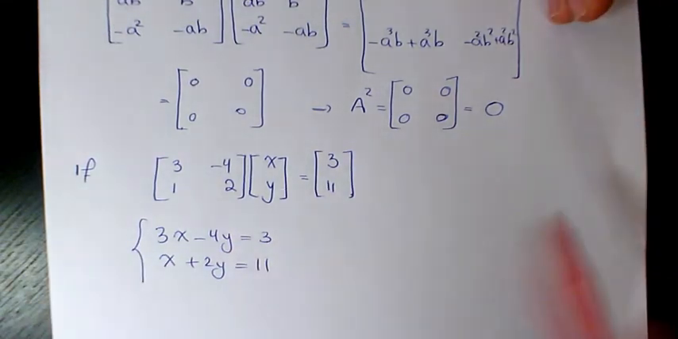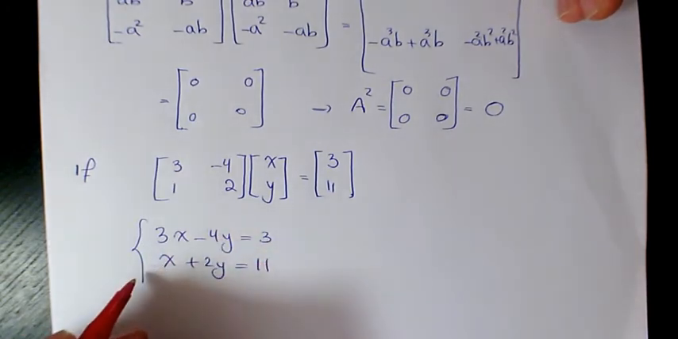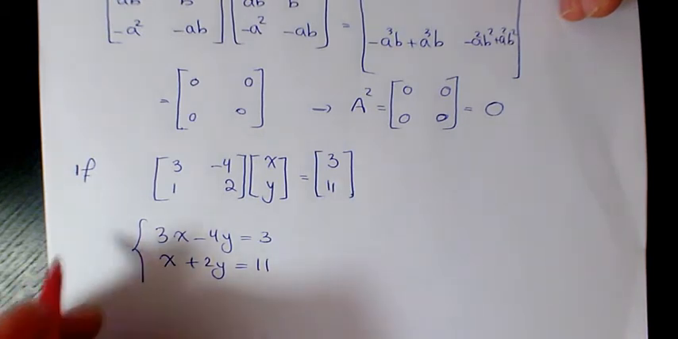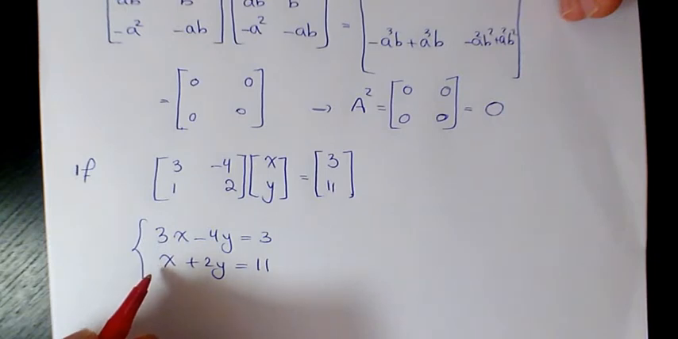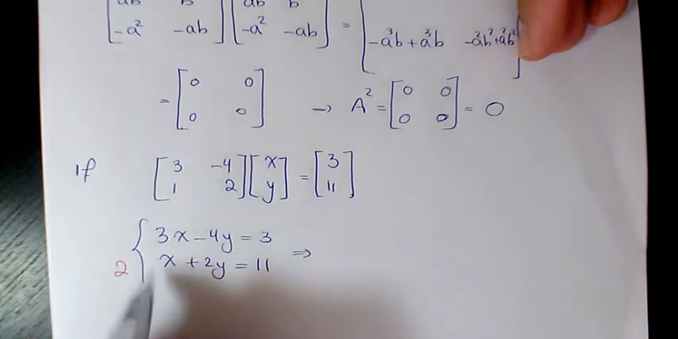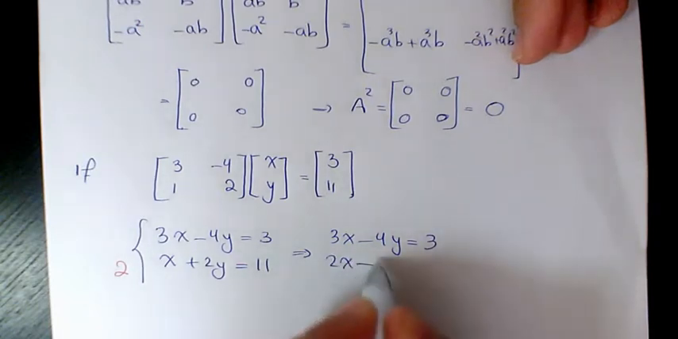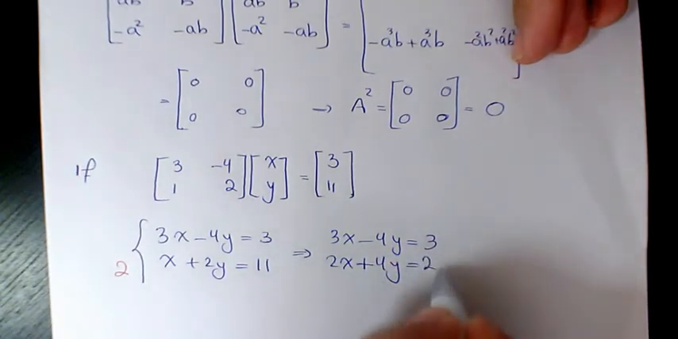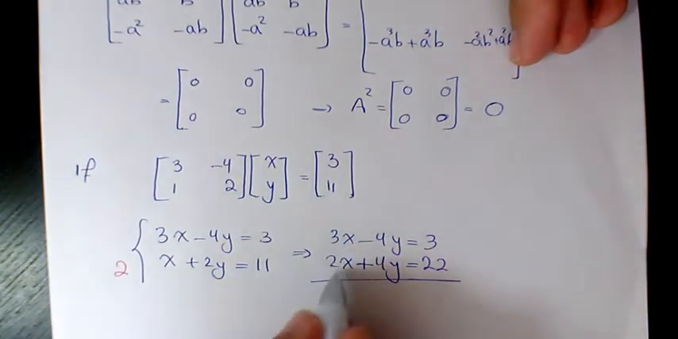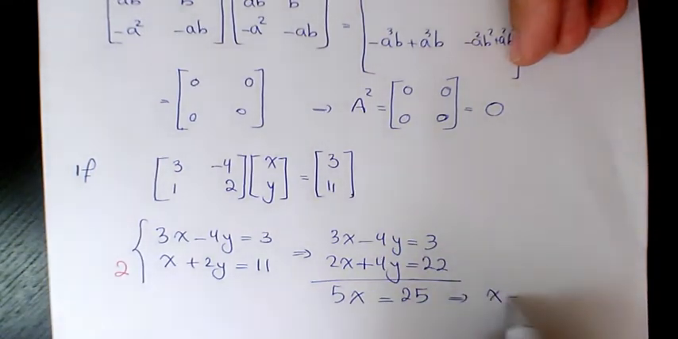So in this case, we need to solve this system of linear equations, and we can use basically the elimination method or the substitution method. I'm going to use the elimination method and multiply the second equation by 2. So it's going to be 3x minus 4y equals 3, and here we have 2x plus 4y equals 22. When you add them, 3x plus 2x is going to be 5x, negative 4y plus 4y is going to be 0, 22 and 3 is going to be 25. So x will be 5.